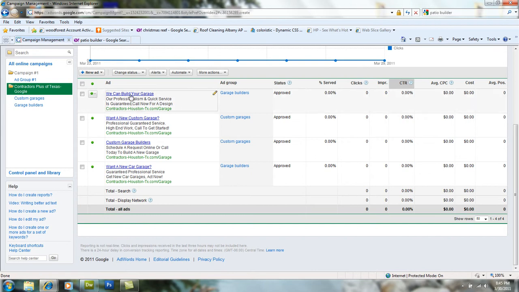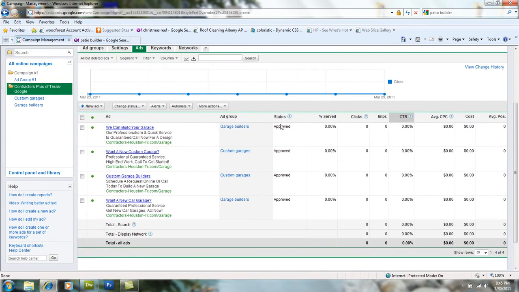And rather than just have keywords or whatever, it's got to talk to you. Like, "Want a new custom garage? Professional service guaranteed." It answers what people are looking for, so generally you get a higher closing ratio that way, which is kind of what this means. Now, if you look, you see the status: approved, approved, approved, approved.